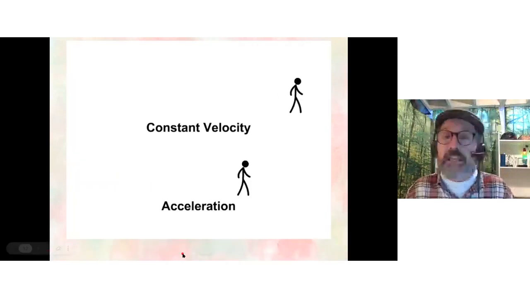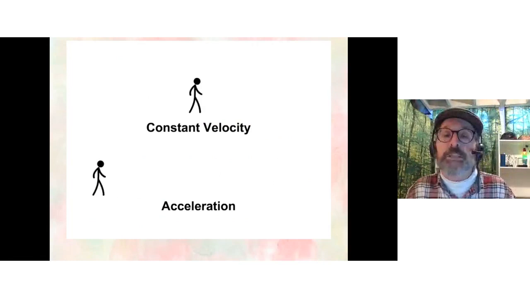Right, so let's take a look at constant velocity here. The person on the top is going constant velocity. You can see about the same speed all the way around.